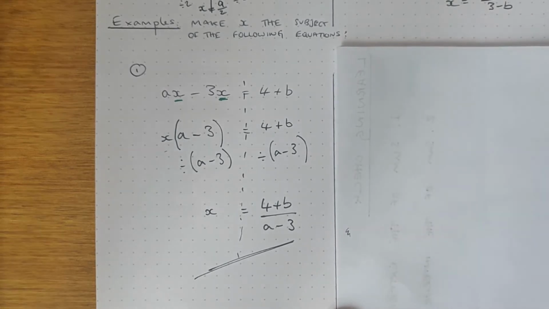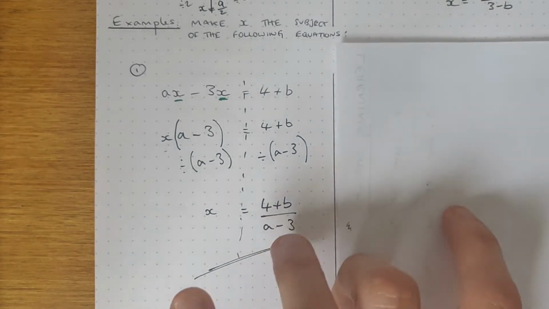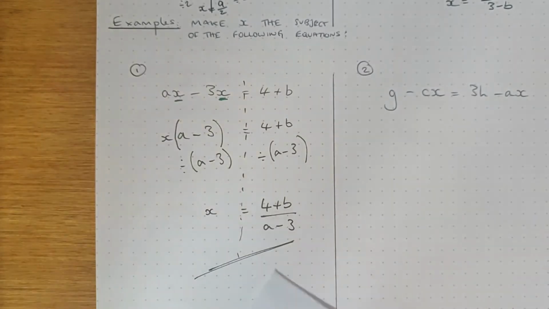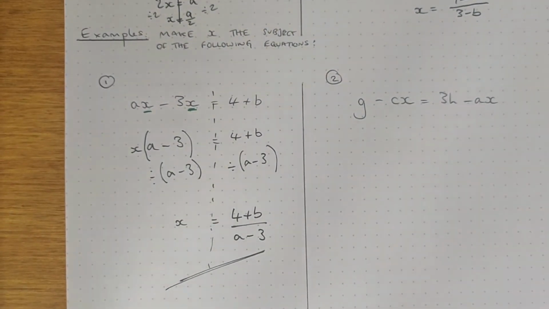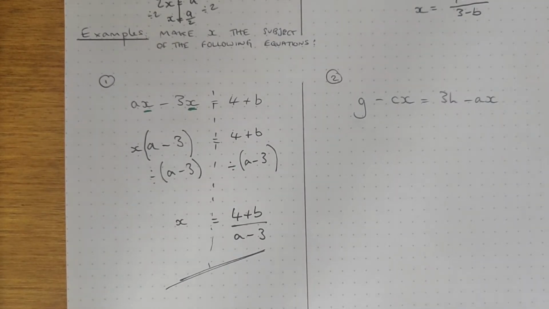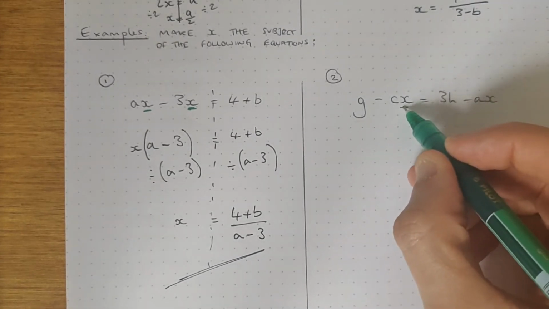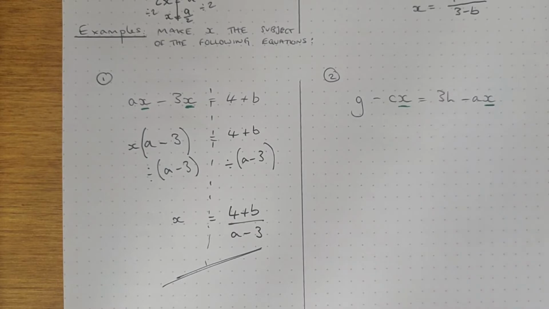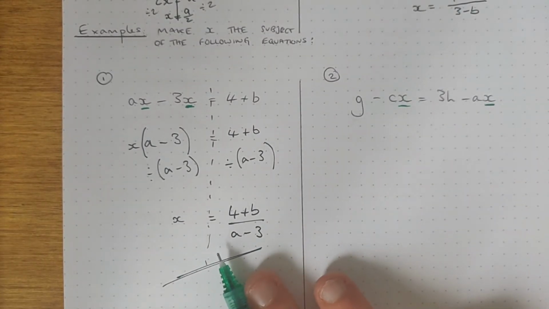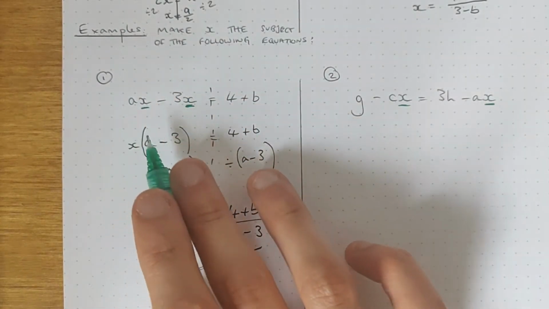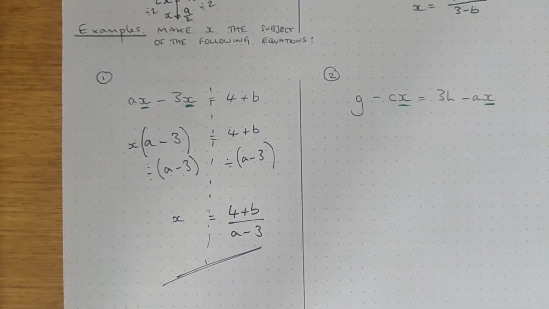Now, one slightly more difficult example is this one here. Again, I want to make x the subject, and I'm going to identify where my x's are. I've got one x here, and I've got one x here, okay? Now, unlike the example we just did, where my x's are both on the same side, I've got two x's on different sides.